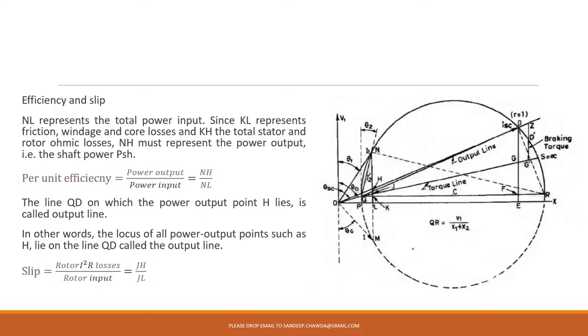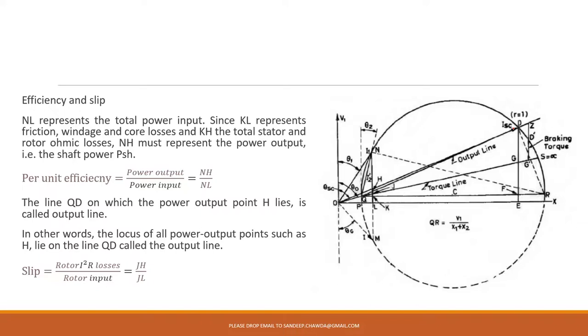Here the line QD, on which the power output point H lies, is called the output line. So you can say QD is your output line. Now start remembering, this is the output line. In other words, the locus of all power output points such as H lies on the line QD, called the output line.